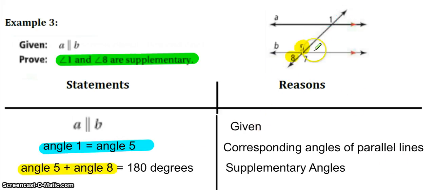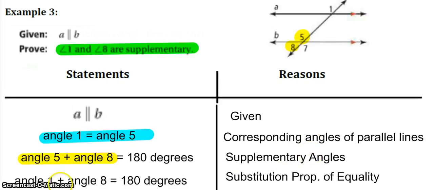We're then able to say that angle 5 and angle 8 will add up to 180 degrees because they are a supplementary angle pair. I can then state that angle 1 plus angle 8 would be equal to 180 degrees because I've already made the statement about 5 and 8, and I know that angle 1 is equal to 5, so all I do is substitute in since these two things were equal. That then proves that angle 1 plus angle 8 are supplementary.